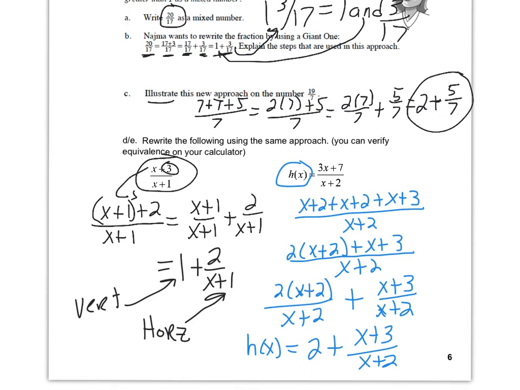Hopefully you were able to take a couple of minutes to rewrite this as a transformed equation. The 3x plus 7, I'm going to rewrite that as x plus 2 plus x plus 2 plus x plus 3. I have 2 x plus 2's, and then the x plus 3 ends up being my remainder. So this simplifies into 2 over x plus 2 times x plus 2 over x plus 2, plus x plus 3 over x plus 2, and that simplifies to 2 plus x plus 3 over x plus 2.